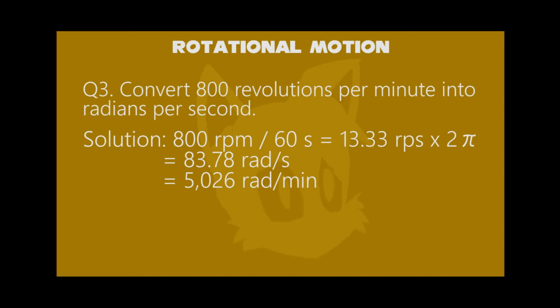First you have to divide by 60 seconds, and then multiply by 2 pi. To give it a direct conversion, multiply by pi over 30. 83.78 radians per second can also mean 5026 radians per minute.